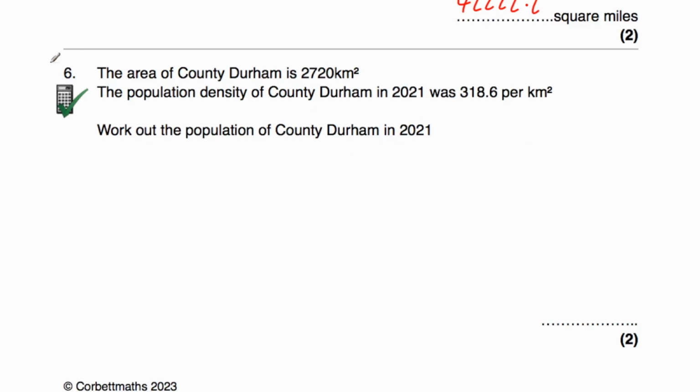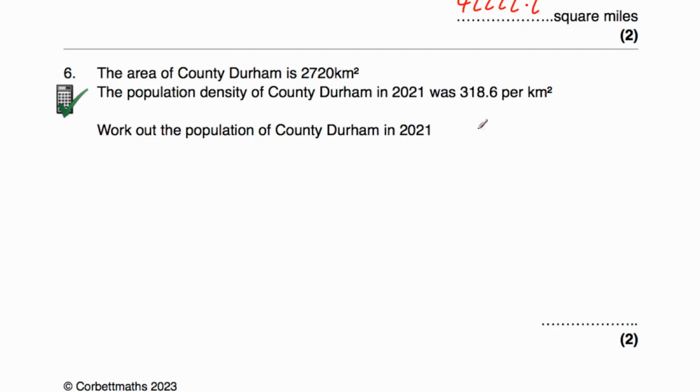Okay, let's have a look at question number 6. So question number 6 says the area of County Durham is 2,720 square kilometres and the population density of County Durham in 2021 was 318.6 people per square kilometre. And we've been asked to work out the population of County Durham in 2021, and this is a calculator question. So County Durham is 2,720 square kilometres. So if we were to divide the county up into square kilometres, there'd be 2,720 squares that are 1 square kilometre. And in each one of those squares, if we were to share the population out equally amongst each of those squares, there'd be 318.6 people. Don't worry about the 0.6, we'll multiply in a minute.